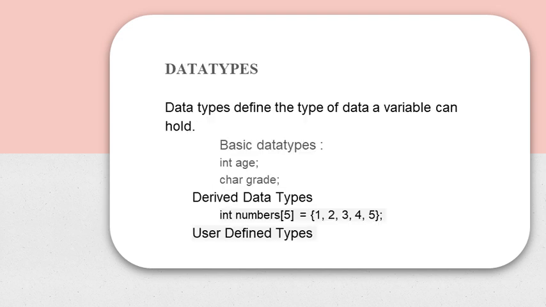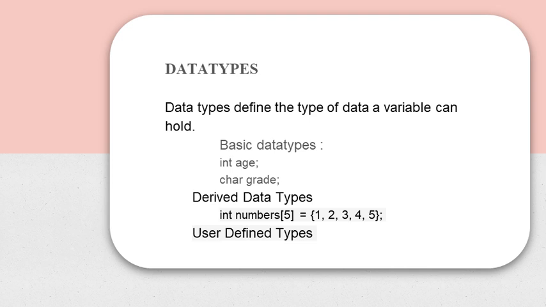Data types define the type of data that a variable can hold, determining the size and range of values it can store. They are broadly categorized into three main types: primary or basic data types, derived data types, and user defined data types. Primary data types are the fundamental types built into the language. It includes integer, character, float, double, and void.